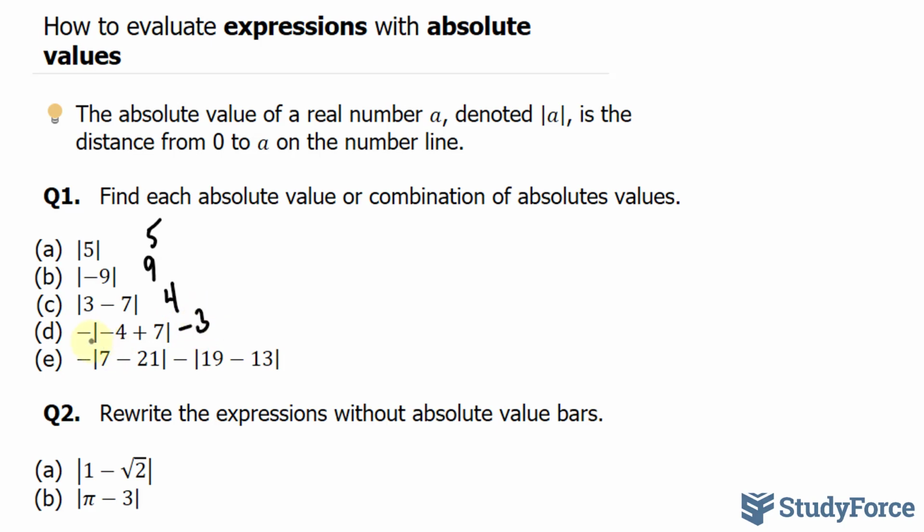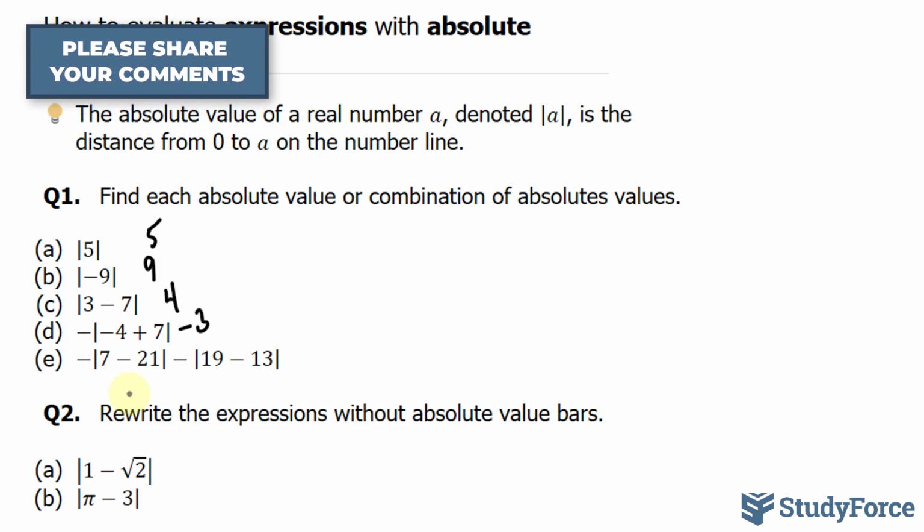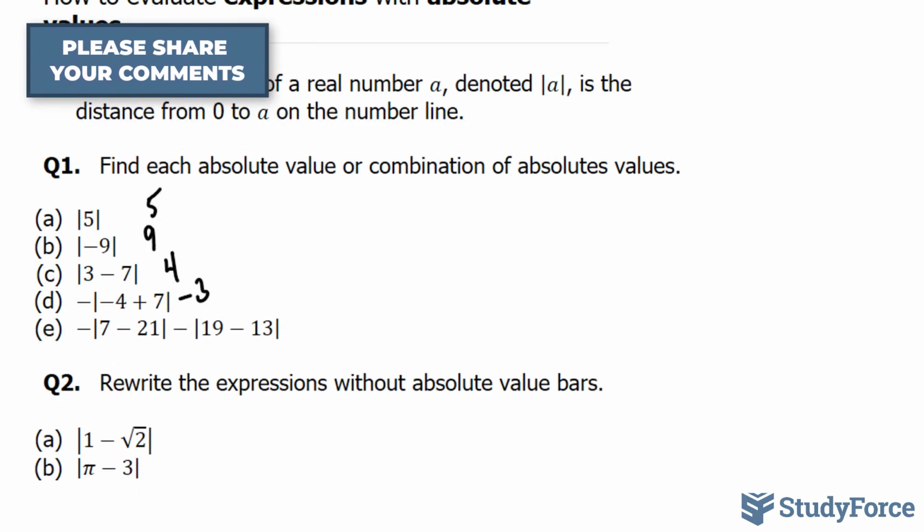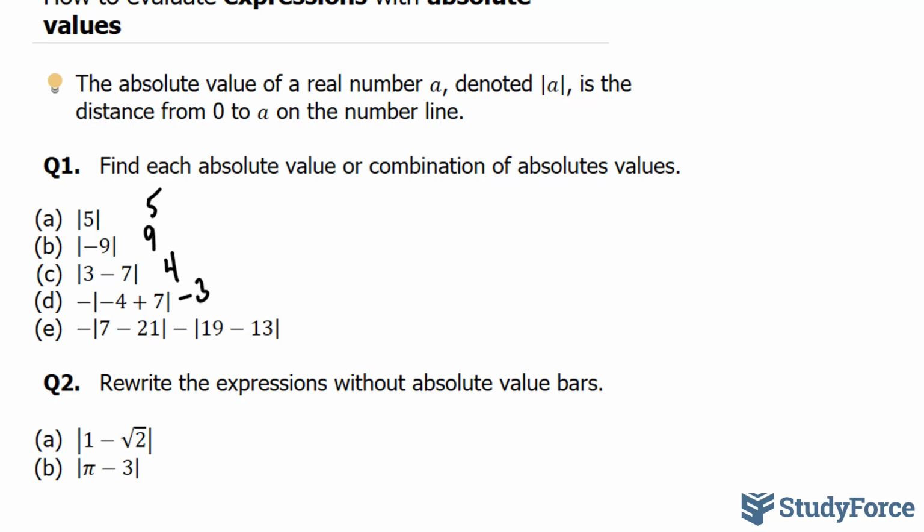In question E, we have negative and the absolutes around 7 minus 21. That's equal to negative 14. The absolute of negative 14 is positive 14, and then multiplying it by this negative makes it negative 14. We have 19 minus 13, which is positive 6, and then this negative on the outside makes that negative 6. Minus 14 minus 6 gives us minus 20.